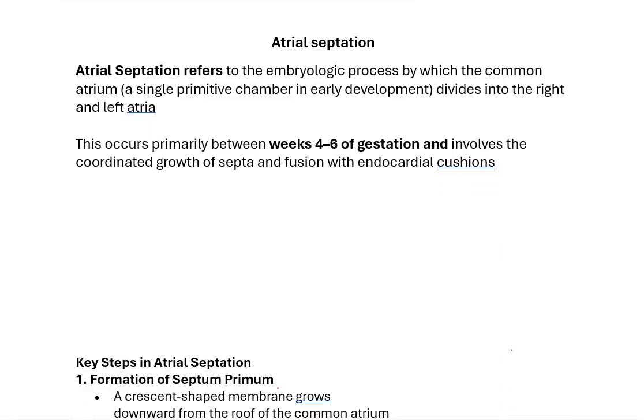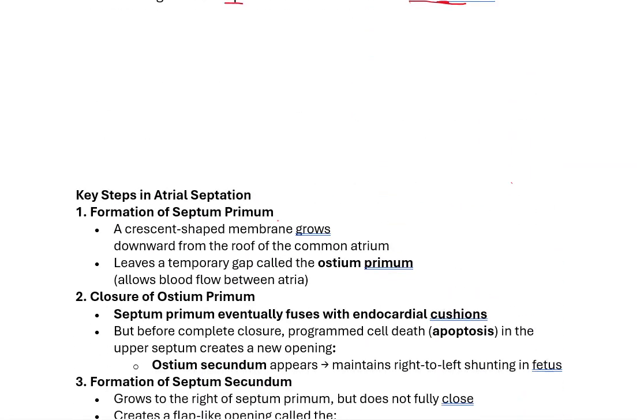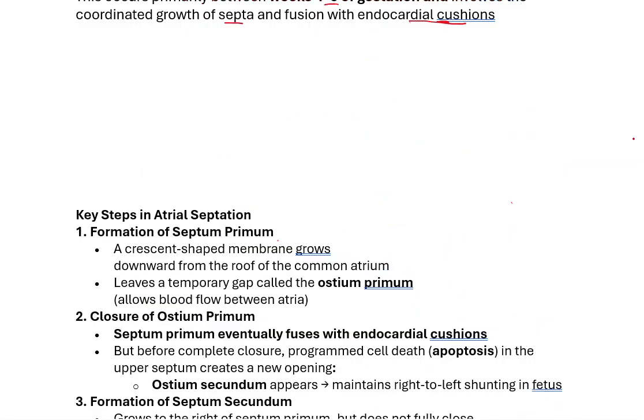Atrial septation is the process whereby we divide the primitive atrium into two so that we can have left and right atrium. This process usually occurs between weeks 4 to 6 of gestation. It involves a coordinated growth of septa and fusion with endocardial cushion. So we need endocardial cushion for this process to occur. So let's look at the steps that are involved in it.